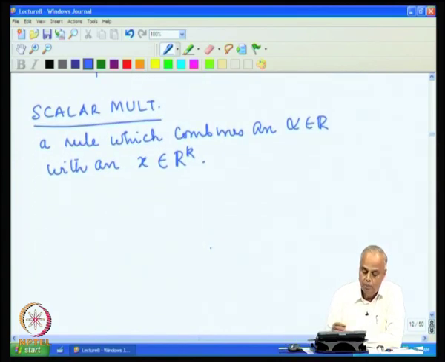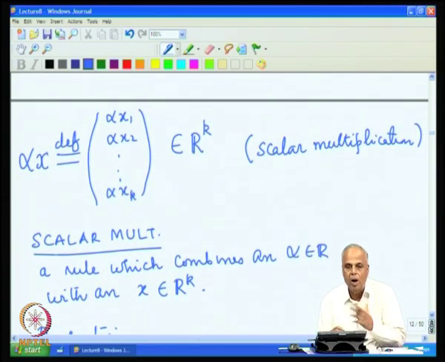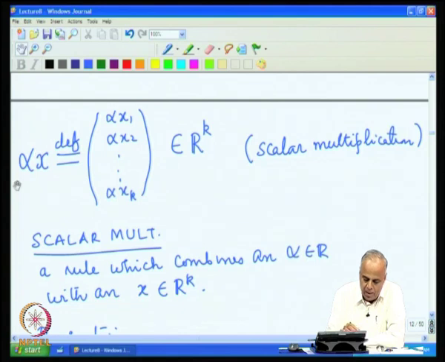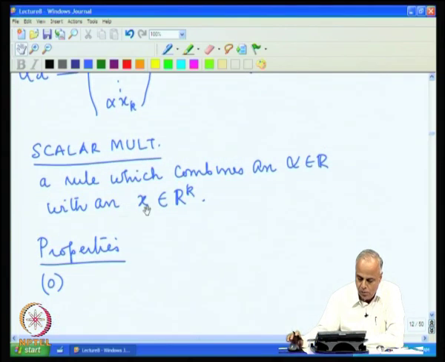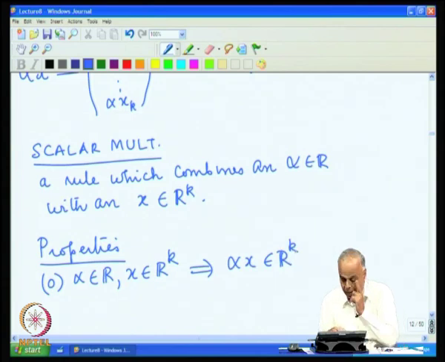What is the important property or properties of scalar multiplication? Once again, we will call it the zeroth property. When we combined alpha, a real number, and an element x in RK, we got an element in RK. Therefore, the rule combines alpha belongs to R, x belongs to RK, implies alpha x belongs to RK. The result is again in RK.